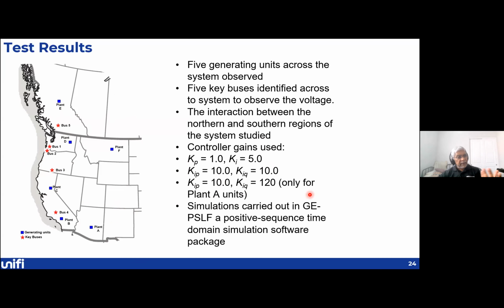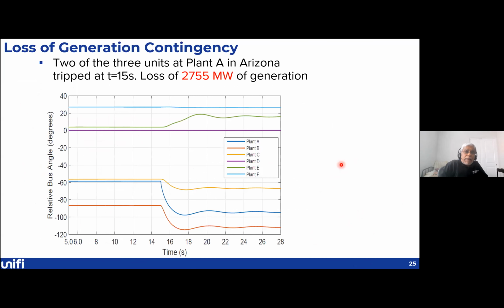This model that we developed, we wrote it or described it as a user-defined model within GEPSLF, which is a positive sequence time domain simulation software widely used in WECC. And this is what happens. The two generators which were lost, the sum of their generation was about 2,800 megawatts. And this is what happens when you lose them.